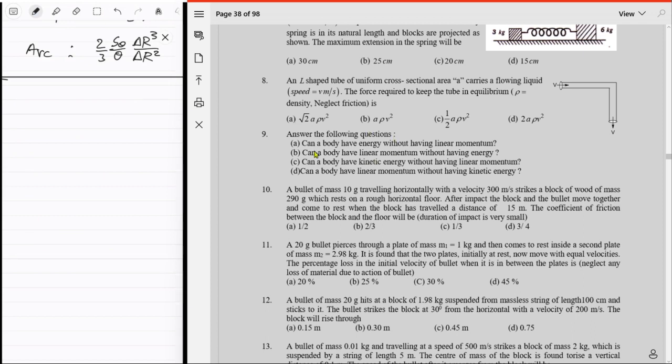Next, you have answered the following questions. Can a body have energy without having linear momentum? Yes, it can. It can have angular momentum. So no big deal. Can a body have linear momentum without having energy? That's a weird thing. No, it can't, because if it has linear momentum, it does have kinetic energy.